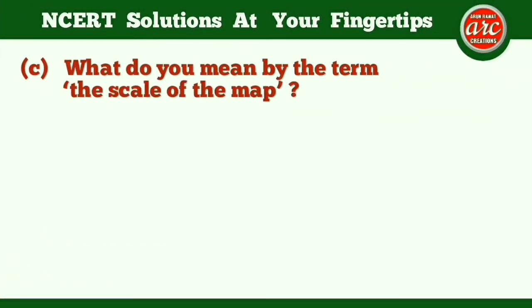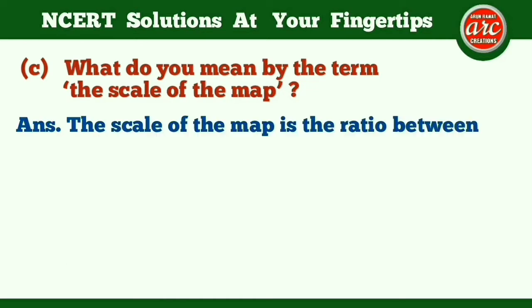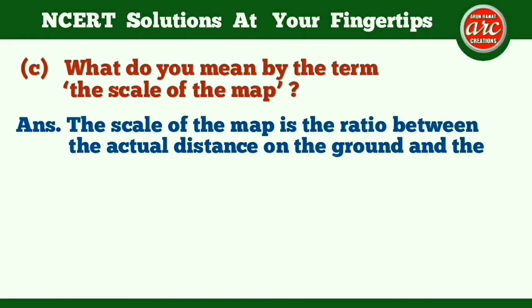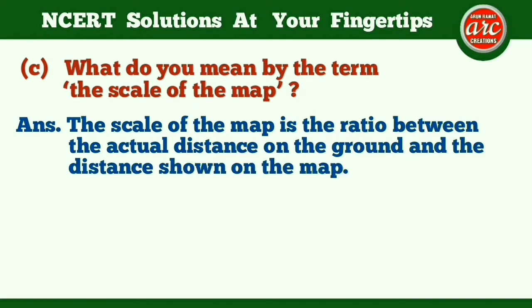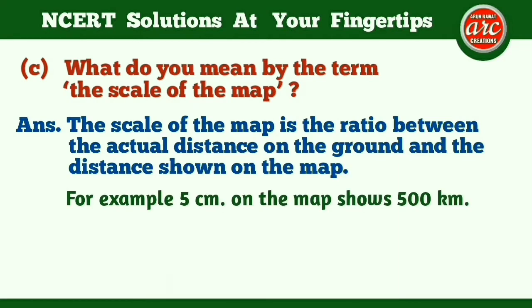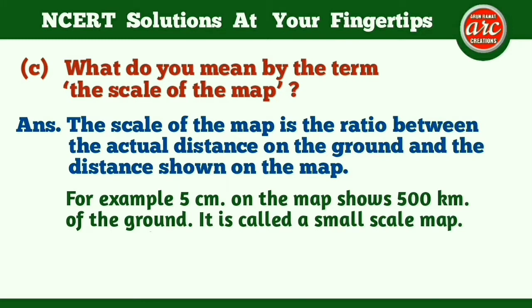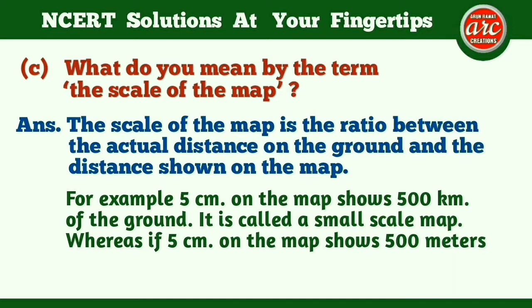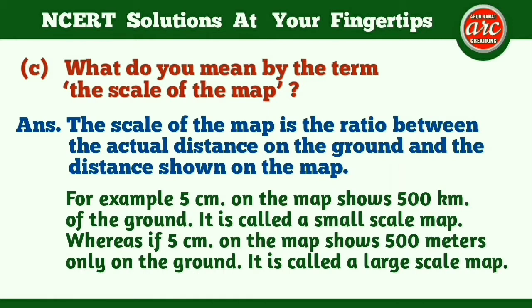C. What do you mean by the term the scale of the map? Answer. The scale of the map is the ratio between the actual distance on the ground and the distance shown on the map. For example, 5 cm on the map shows 500 km on the ground. It is called a small scale map, whereas if 5 cm on the map shows 500 meters only on the ground, it is called a large scale map.